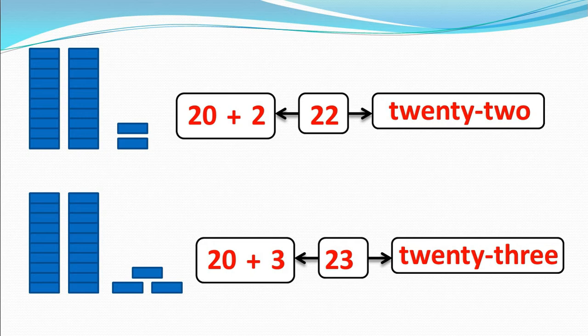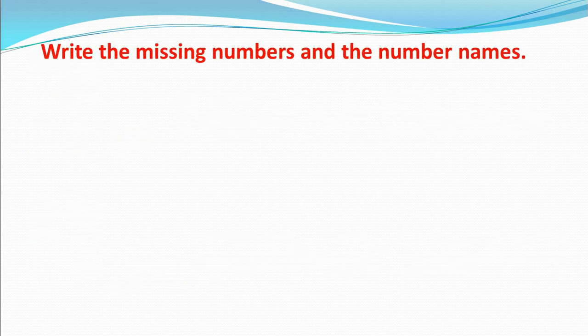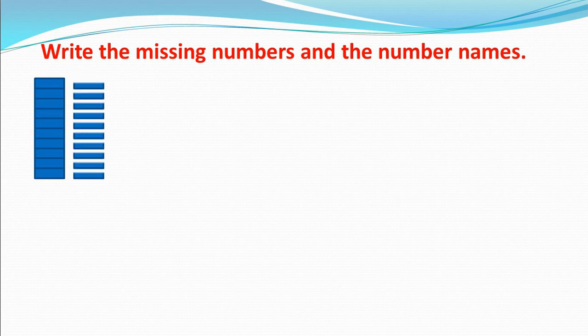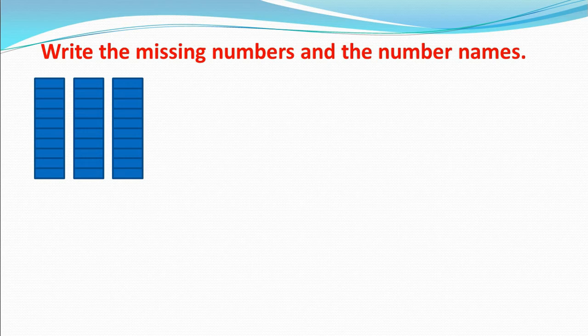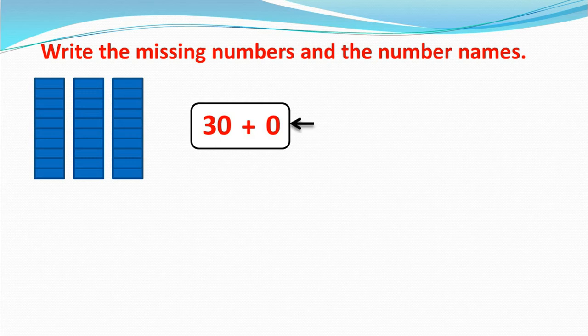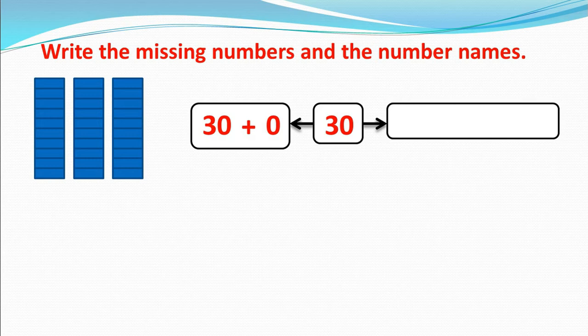Now here we have some more numbers. Here we also write the missing numbers and the number name. Here are 3 stacks of 10 and there are no ones. 3 stacks of 10 makes 30 and there are 0 ones. So here is 0. Now add them. 30 plus 0 equals 30 and write the number name 30.